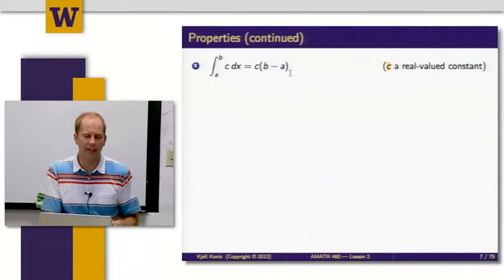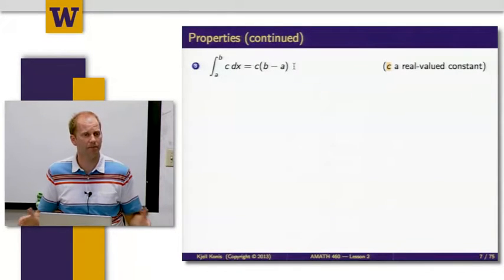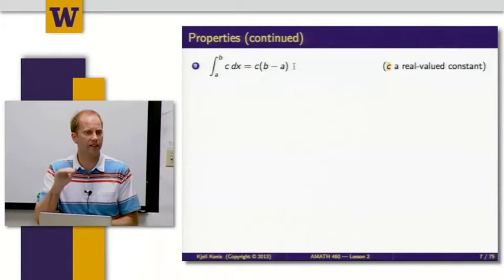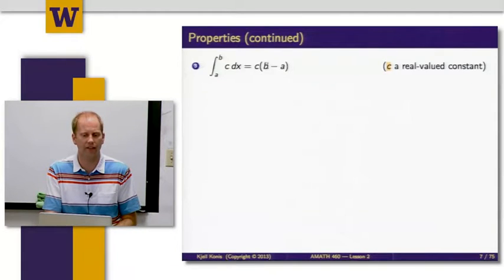So if b is greater than a, b minus a is going to be positive. That's just going to give me the width of this region. And then because it has a constant height, that's just going to be a rectangle. So all I've done here is just said width times height is the area of a rectangle.